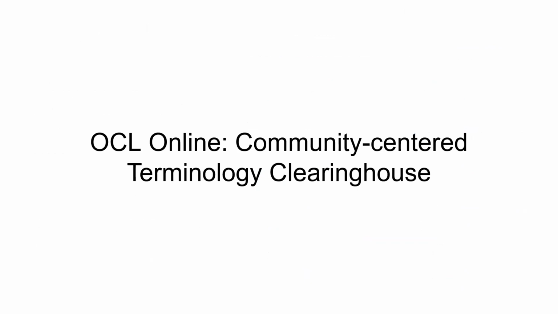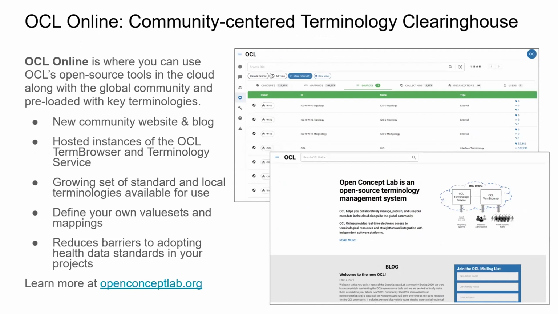As we said before, OCL Online is the space where you can use OCL's open source tools in the cloud alongside the global community. It's already preloaded with key terminologies. OCL's terminology service and term browser are themselves independent tools that could be set up on your own infrastructure. But if you wanted to get started with OCL right away, this is where you'd be interested in OCL Online, this community-centered terminology clearinghouse. This is the centrally hosted site where you can use OCL in the cloud. There is publicly available content in there. You can immediately get started with it without needing to install on your own servers.